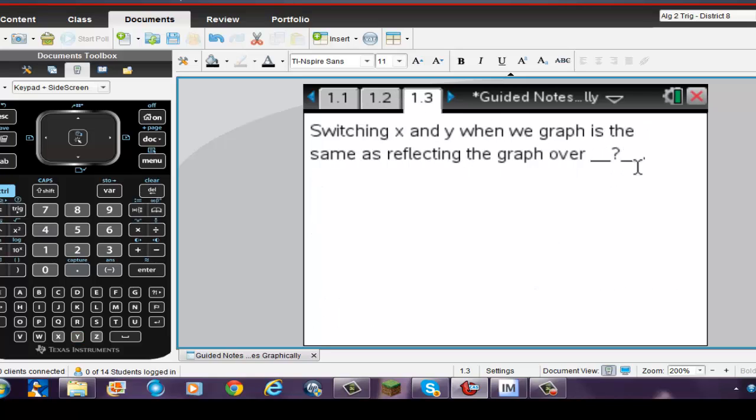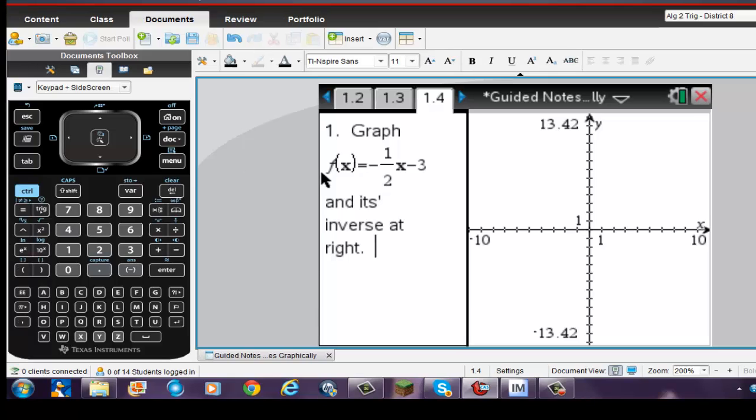When you graph, switching x and y is the same as reflecting your graph over the line y equals x, that diagonal line through quadrants 1 and 3. So on page 1-4, we're going to do some samples. We're going to graph f of x equals negative 1/2 x minus 3 and its inverse at right.